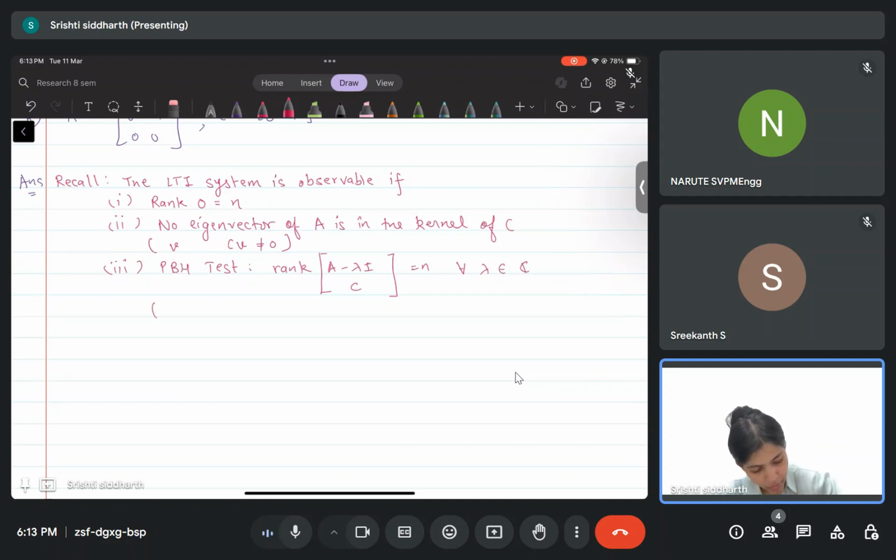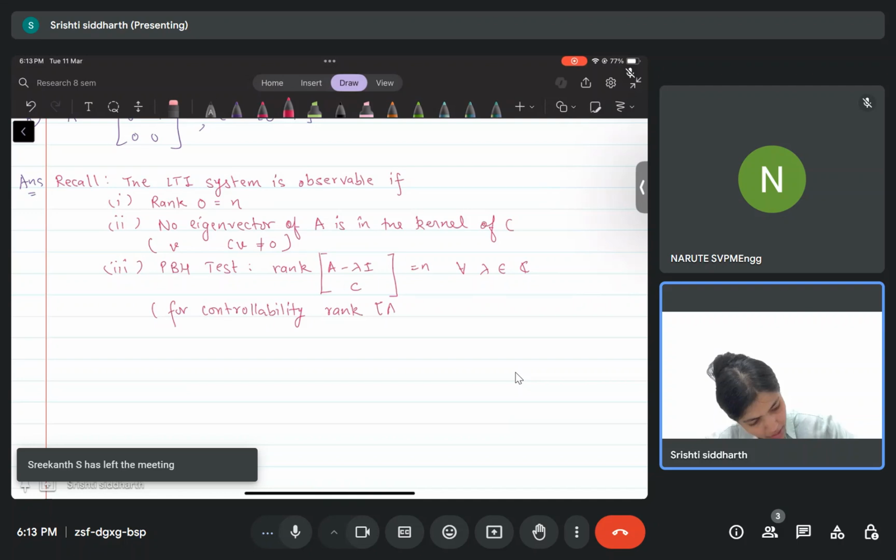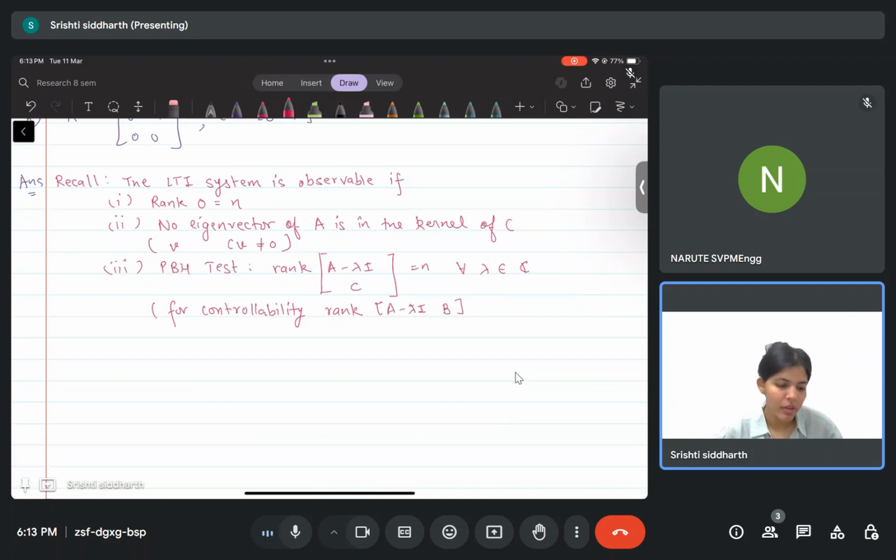So recall that for controllability, we arranged the matrices in a row, right? So for controllability, we had rank of A minus lambda I, B. And for observability, we are looking at transposes. So the row becomes a column, A minus lambda I, and the second one becomes C, because we're talking about observability. All right.